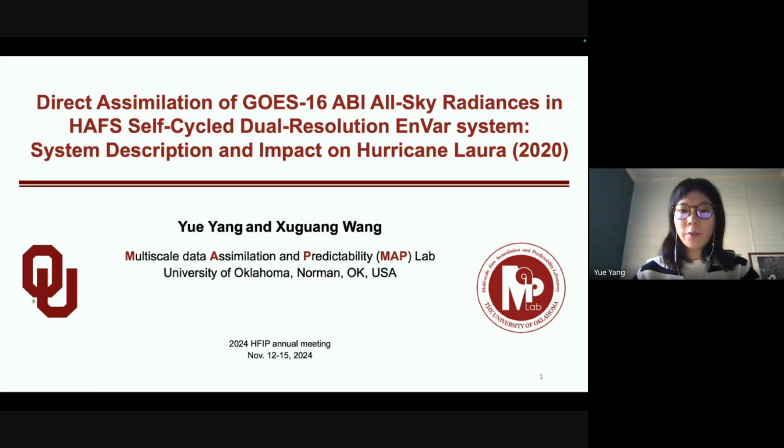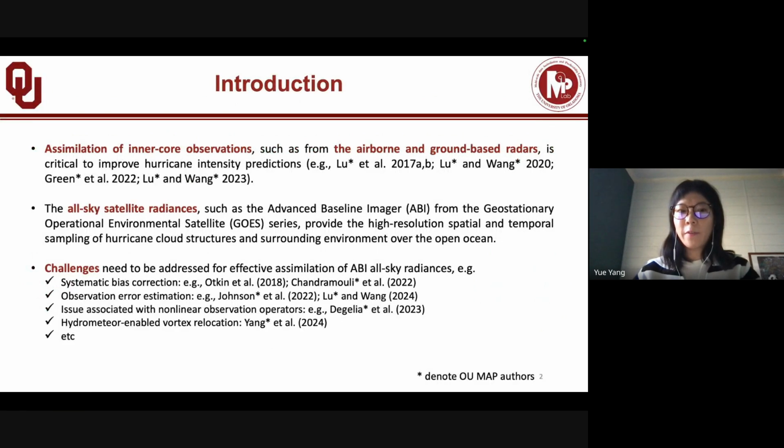Good afternoon. My name is Yue Yang from the University of Oklahoma. I will introduce the direct assimilation of GOES-16 ABI all-sky radiances in the HAFS self-cycled dual-resolution ensemble-variational system. Previous studies have emphasized the importance of assimilating inner-core observations to improve hurricane intensity predictions. The ABI all-sky radiances, with a high sampling resolution, have the potential to improve hurricane forecasts. However, there exist many challenges on how to effectively assimilate ABI all-sky radiances.